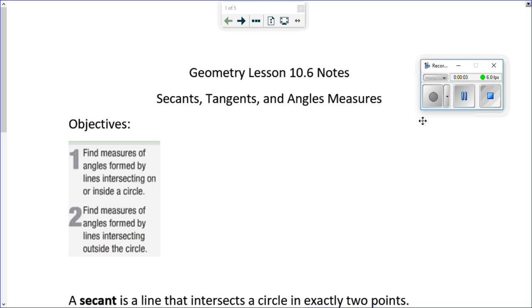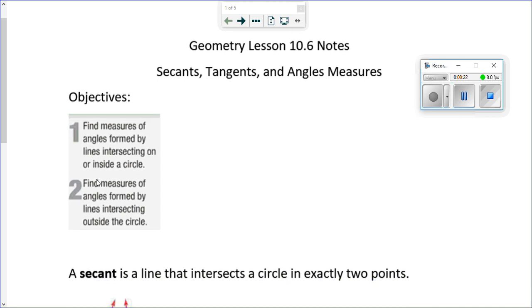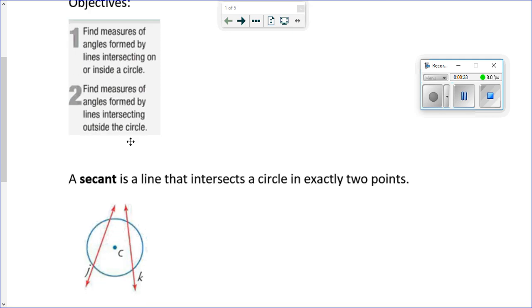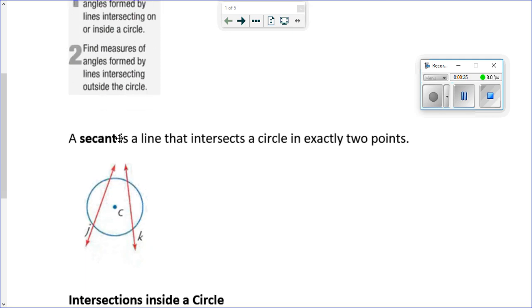Good morning, everyone. Today we're going to be talking about lesson 10.6, which is about secants, tangents, and angle measures. Our objectives will be to find measures of angles formed by lines intersecting on or inside a circle, and to find measures of angles formed by lines intersecting outside the circle. So the first one is lines intersecting on or inside. The second objective is on the outside of the circle.